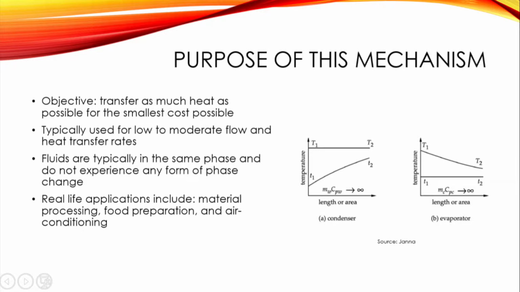Concentric pipe heat exchangers are typically used for low to moderate flow and heat transfer rates. Fluids are generally in the same phase and do not experience any phase change through the system. Some examples of applications of concentric tube heat exchangers include material processing, food preparation, and air conditioning.